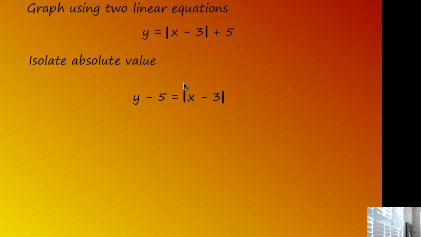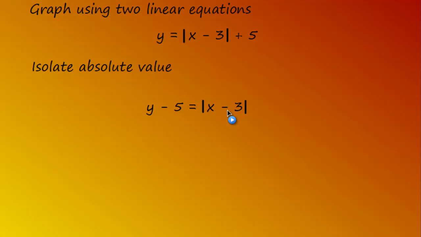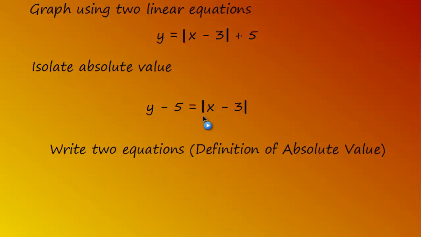And then you remember, once we have the absolute value isolated, it gives us two equations. It gives us x minus 3 is equal to y minus 5, and then x minus 3 is equal to the opposite of y minus 5. So that is something we worked with earlier this year, so we're just applying what we already know.